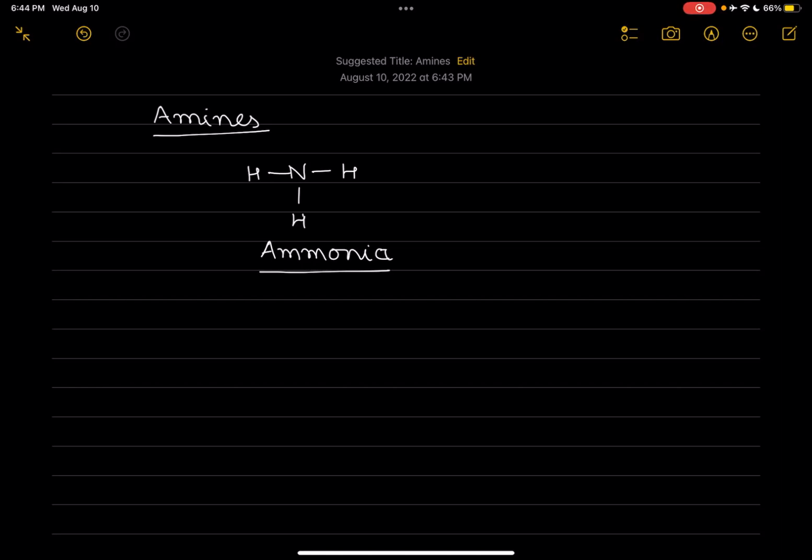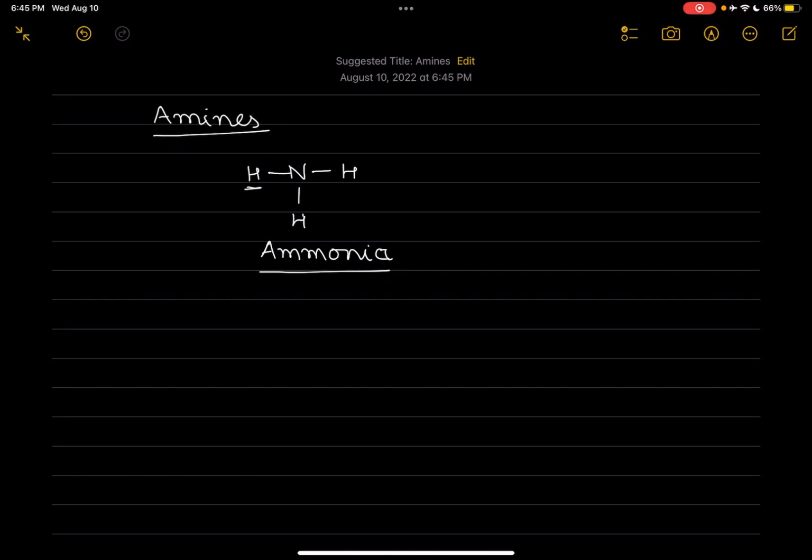Okay. So amines. What do you mean by amine, how are they formed, and how many types of amines are there? The general introduction that we need to discuss. So you know ammonia. Ammonia is an NH3 molecule. This is not an organic molecule because there is no carbon, right? So what you can do is remove this H and put a carbon group.